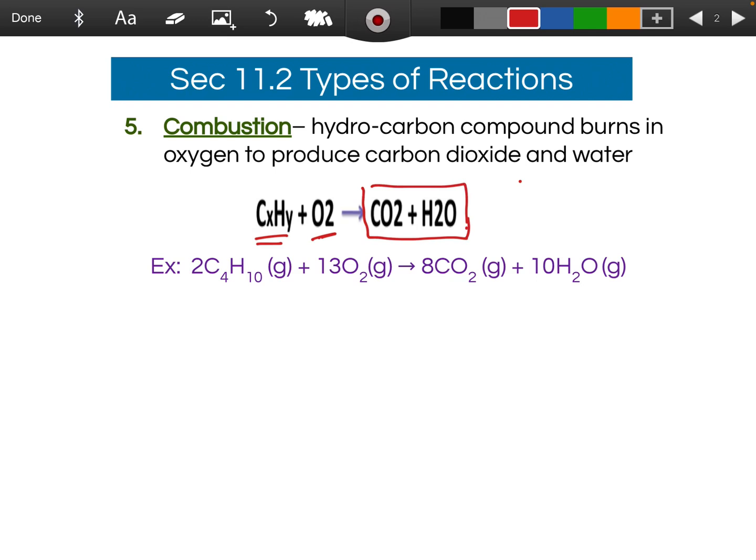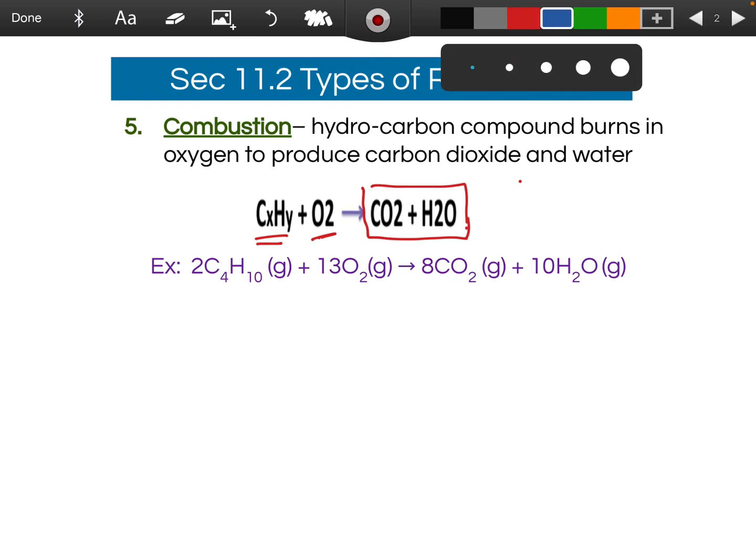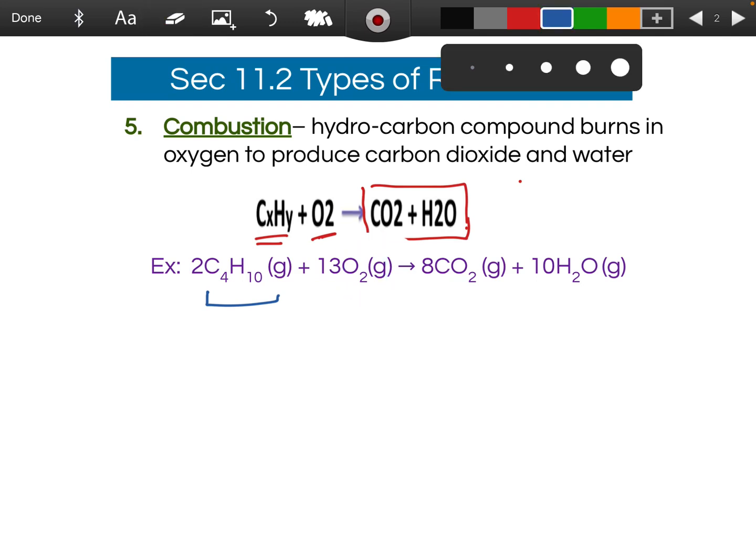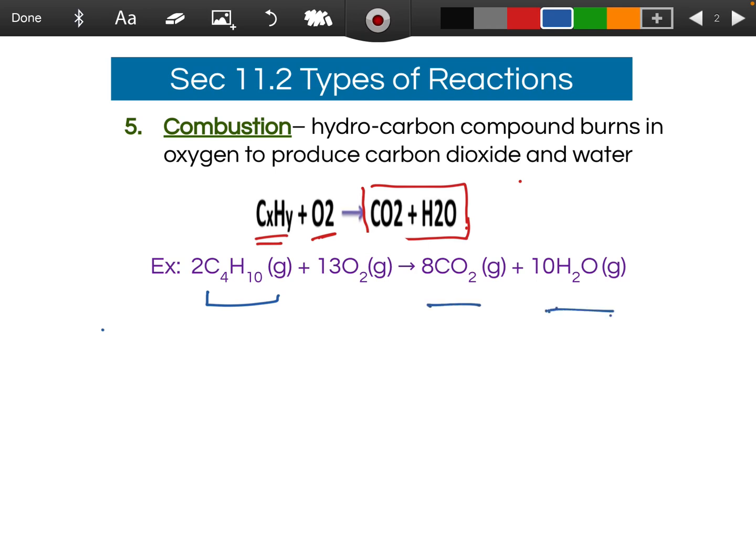The tricky part with combustion reactions can be the balancing. Sometimes these can be really tricky to balance. In the example, C4H10 is your hydrocarbon. It's burning in oxygen. C4H10 is actually butane. It's the gas that they use in lighters. So butane burns in oxygen and always produces carbon dioxide and water. Like I said, the balancing can get a little tricky. If you notice, the coefficients on some of these are a little higher than we are used to. So that can be the tricky part.